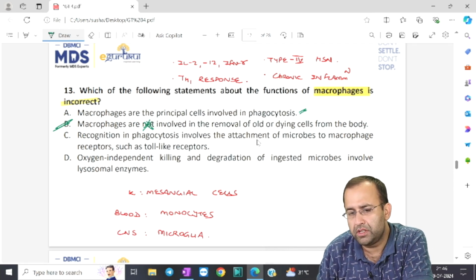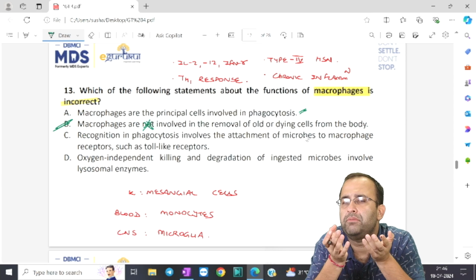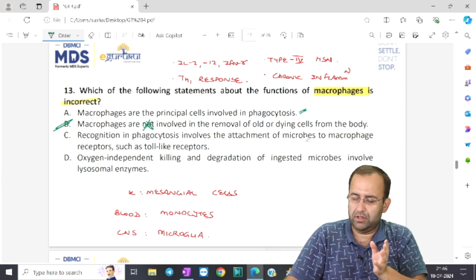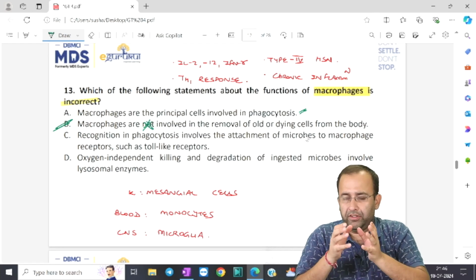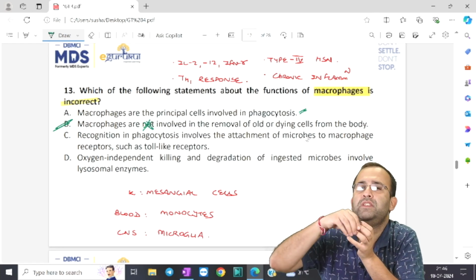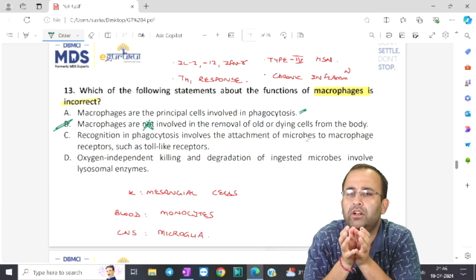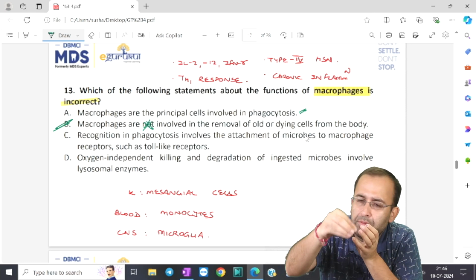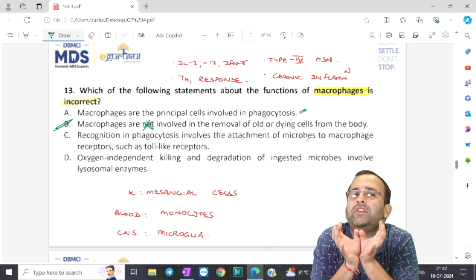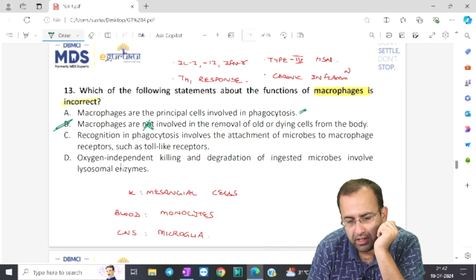Recognition in phagocytosis is by attachment of microbe to macrophage receptors. What is the name of this receptor? Toll-like receptor. What is phagocytosis? After recognition of the microbe, the WBC has recognized this is the microbe, and it has to eat it. That is phagocytosis. How will the WBC engulf it? By attachment of microbe to macrophage receptor, the Toll-like receptors, TLRs.